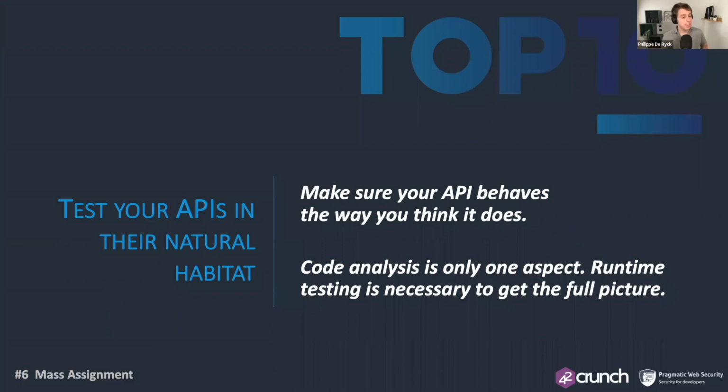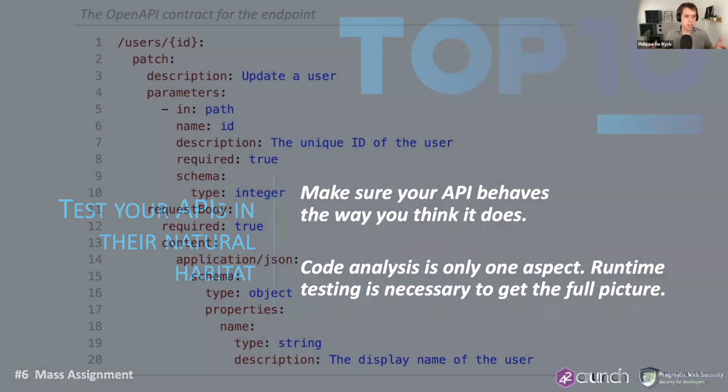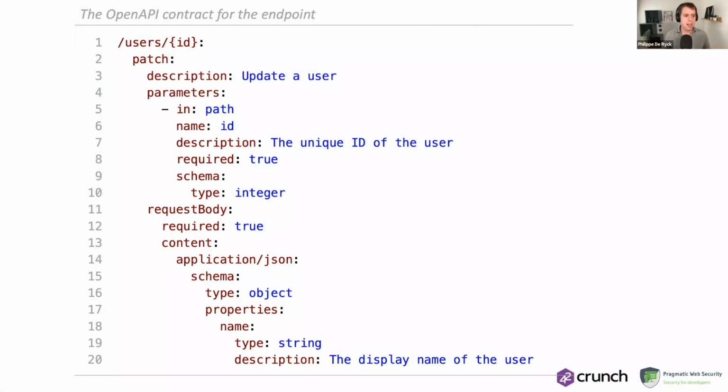But hey, Philippe, isn't there a better way? Yes, there is: API contracts. API contracts solve this problem by design because you define exactly what you expect as input. For example, in the path there's an ID of the user, which is required, and it's an integer on line 10. And in the body, we have JSON content, an object with a property name, which is the display name of the user.